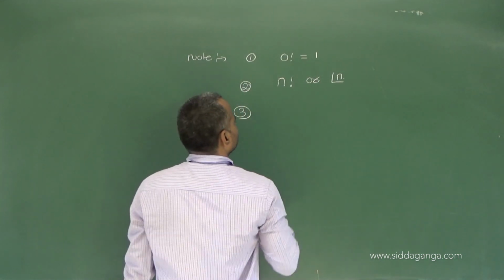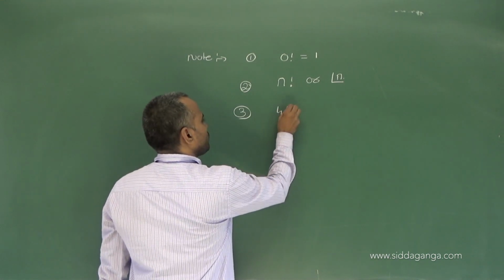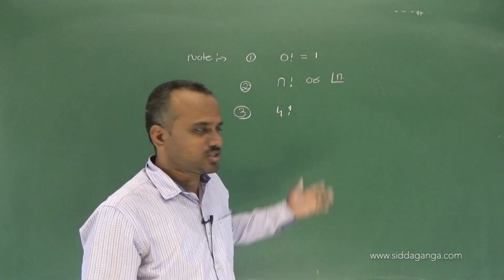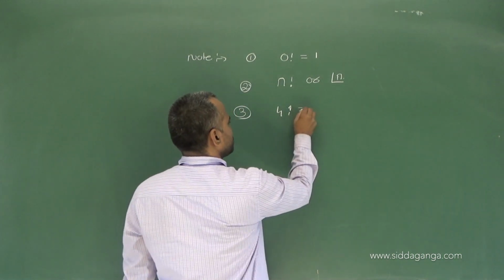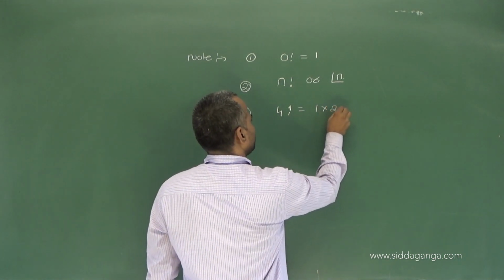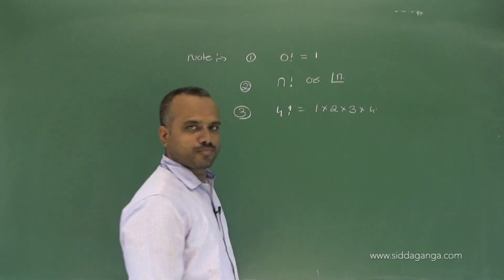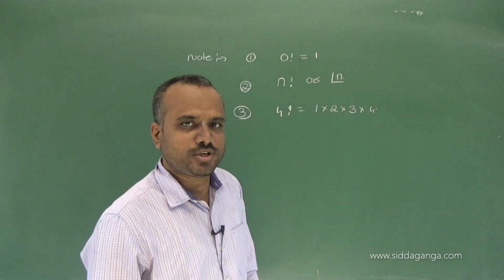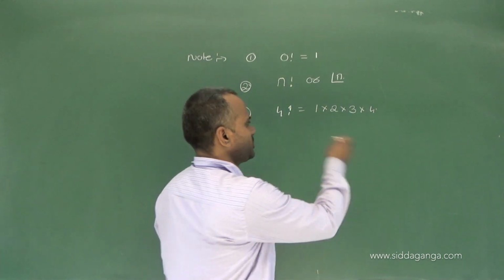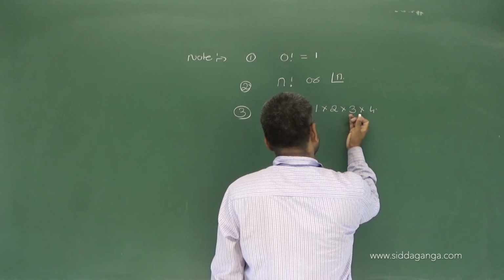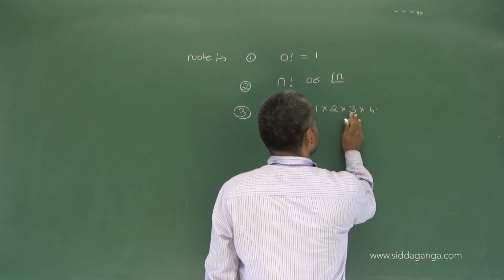See, observe here, I want 4 factorial. Just now I wrote 4 factorial means 1, 2, 3 into 4. Correct? 1 into 2 into 3 into 4. How much? 4 3s are 12, 12 2s are 24.